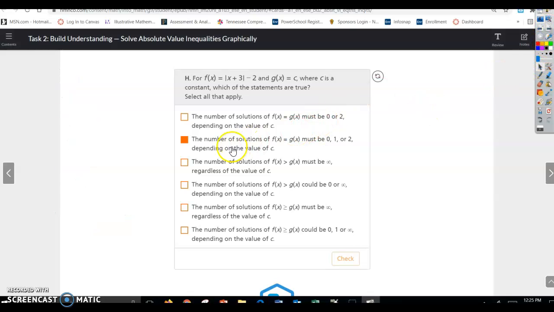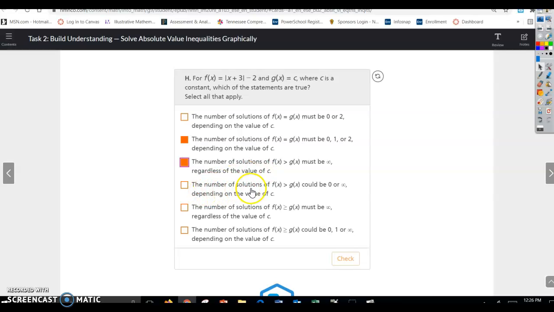All right, so the number of solutions of f of x greater than g of x must be infinity regardless of the value of c. Okay, so that's true because your f of x is your absolute value function. So it's going to continue in the upward direction forever, regardless of where the constant function is.